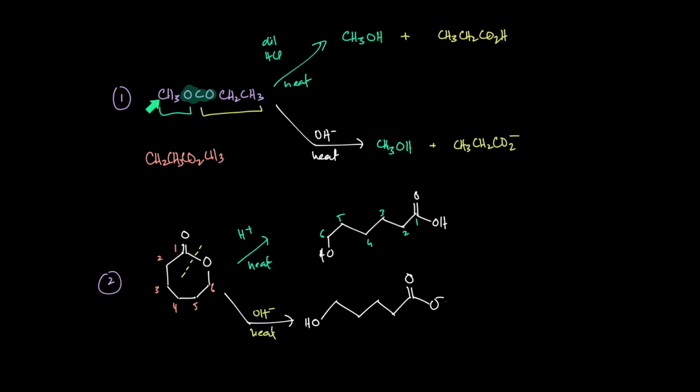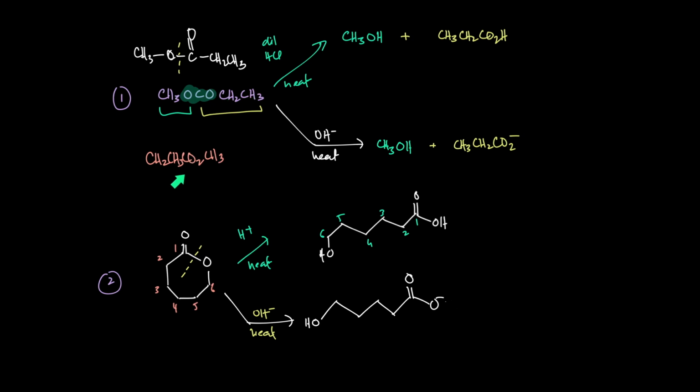So when you hydrolyze this, you break this bond here. I'll draw it out also. When you see CH3OCOCH2CH3, this is what it is. So you're going to break this bond over here. And when you break that bond, you produce methanol and you produce propanoic acid. This was methyl propanoate. Now remember, this ester can be written the other way around as well.